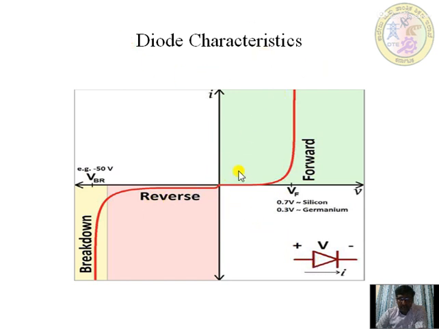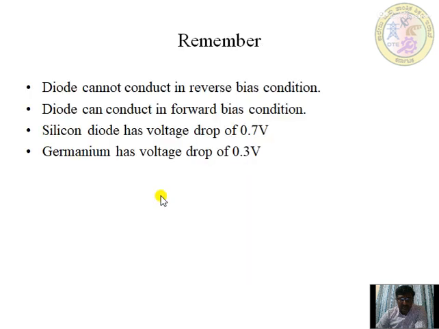See here, when the positive terminal is connected to the anode and the negative terminal to the cathode, it is forward bias. VF is the forward voltage, which is 0.7 volts for silicon and 0.3 volts for germanium. And when the connections are reversed, it becomes reverse bias. So: forward biased, reverse biased.